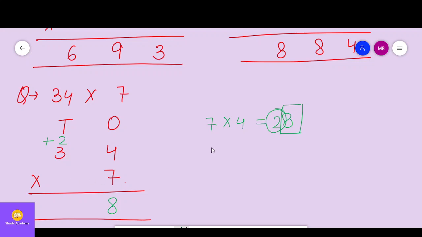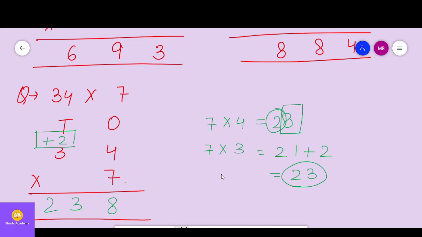Then again you will follow the same step we followed earlier. 7 threes is 21 and you have to add this carry forward, plus 2. So you will get 23. You have to put this 23 here. So you get the answer as 238. I hope this is very much clear to you.